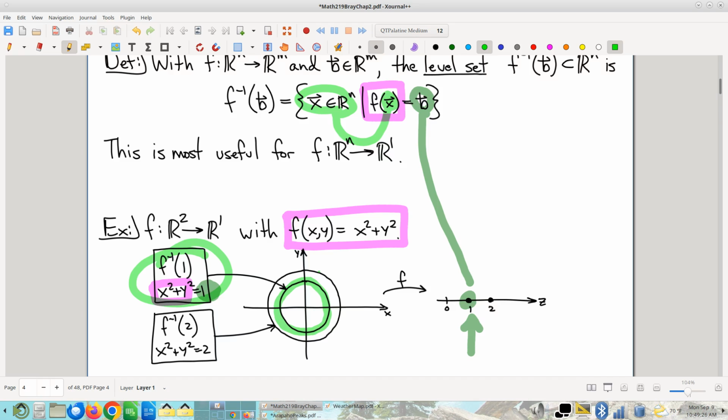And you can do this for as many output values as you want. Let's do this for the output value 2. Okay, cool. So we set the value of the function equal to 2, and that will give us another level set. Again, a circle, conveniently.